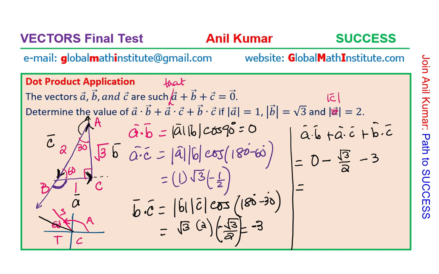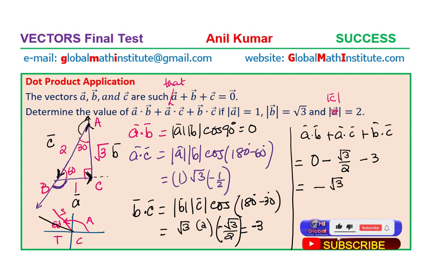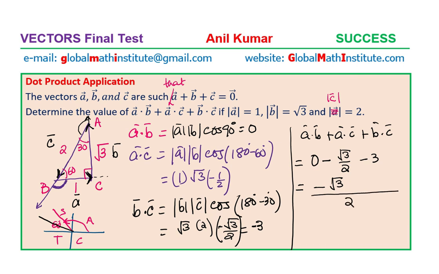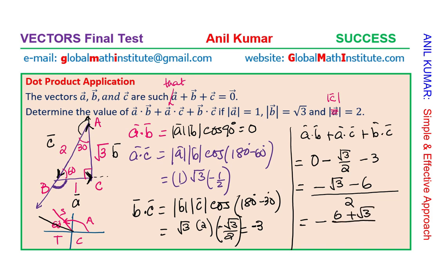So we do get the answer, which is minus square root 3. You may write it, when you take a common denominator, as 2 times minus 3 is minus 6. Or you write this as minus 6 plus square root 3 by 2. So the dot product in this case is negative. And that is what the answer is going to be. So I hope you have understood the solution.